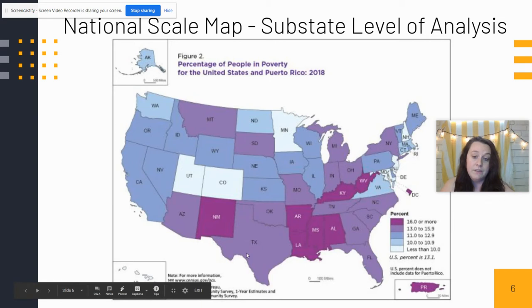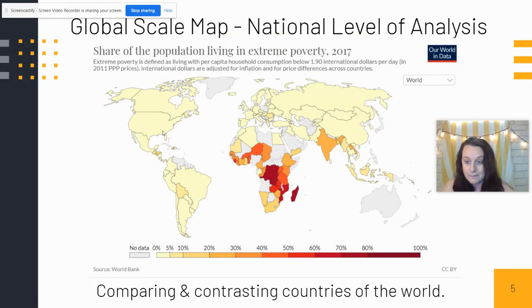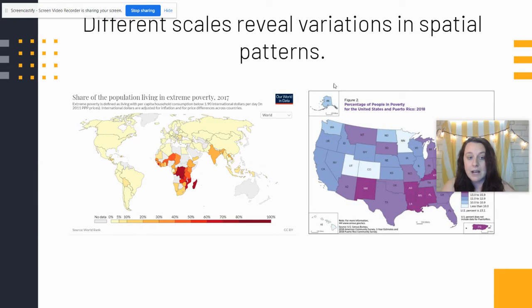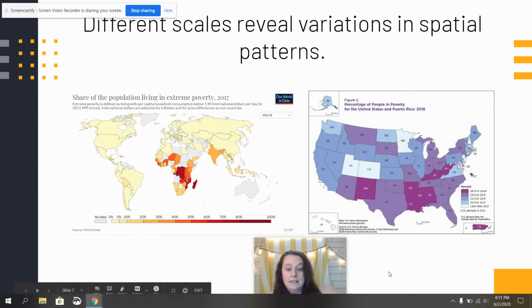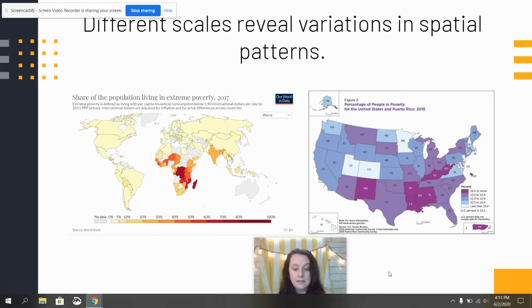All of these are one of those darker shades of purple. So this map tells us something different than our previous map, right? And so that's one of our major objectives here that you need to think about. I put this at the very bottom of your notes page: different scales of maps or data reveal variations in these spatial patterns.